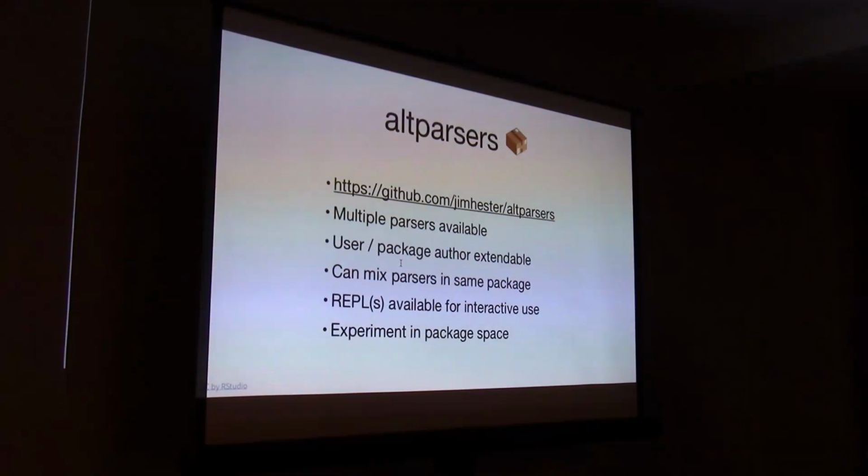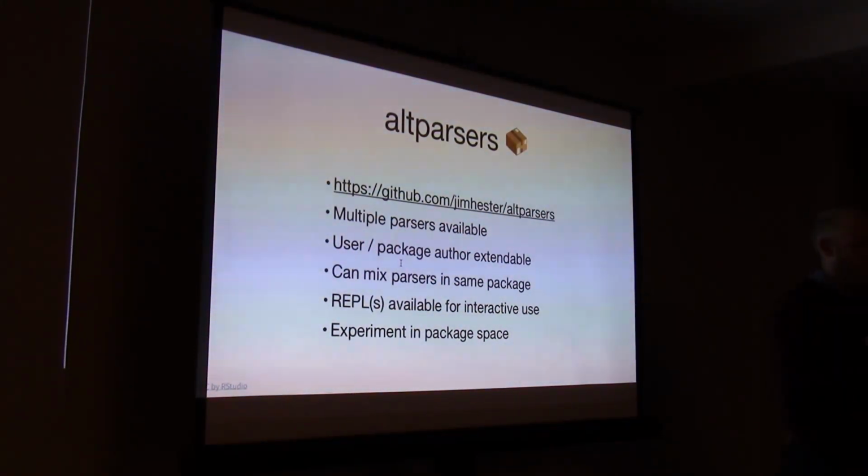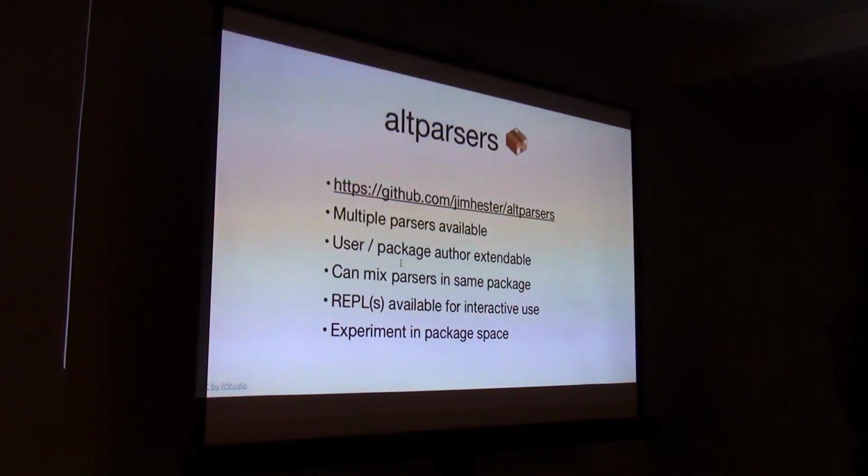But you can even use two completely new parsers. I should mention that all of these parsers eventually have to generate valid R AST. You can't just generate anything. It's still being evaluated by the normal R evaluation runtime. The altparsers package also provides REPLs. So if you give it a parser, you can generate a REPL, which allows you to use these alternative parsers interactively.